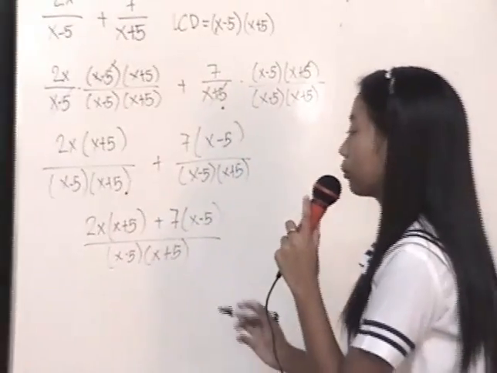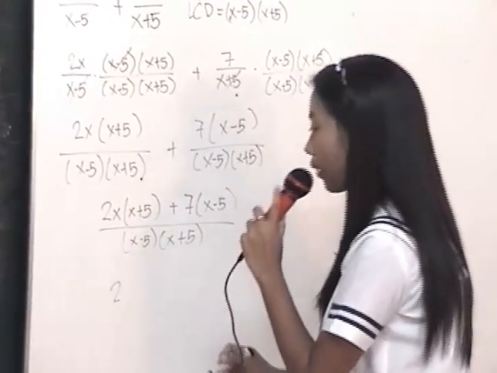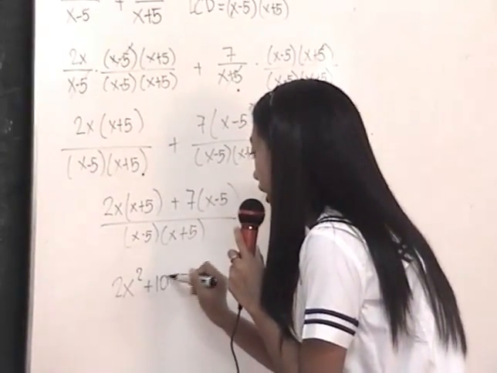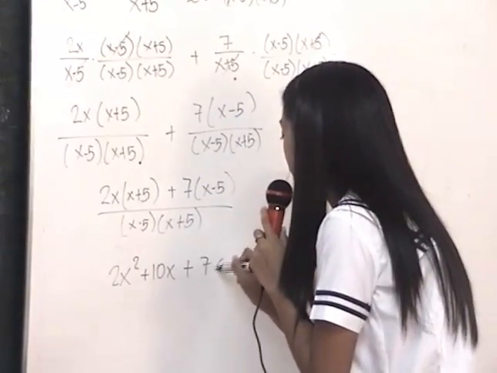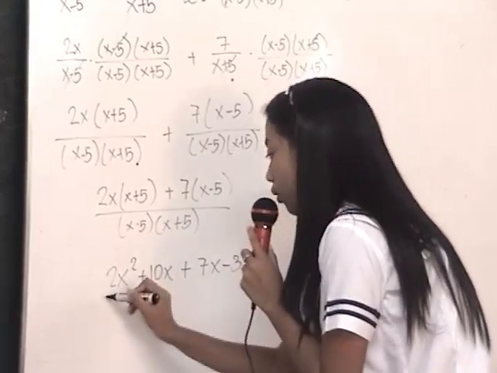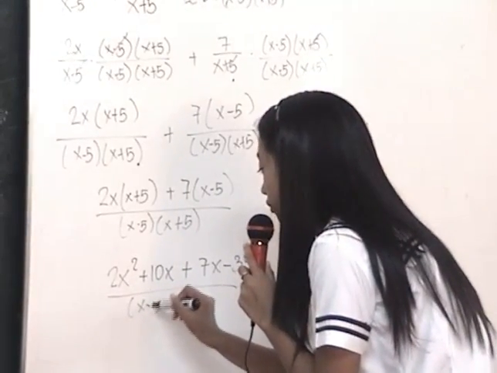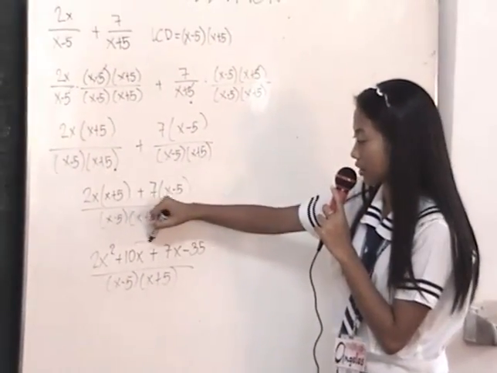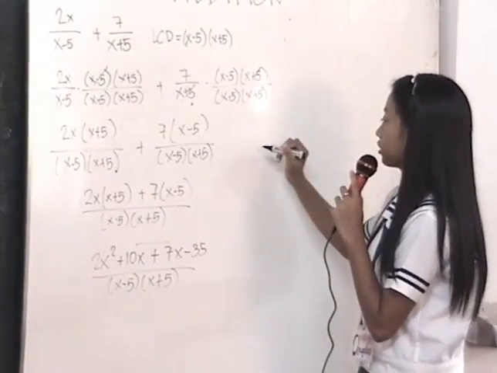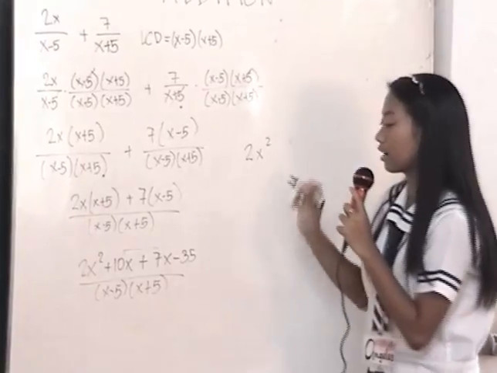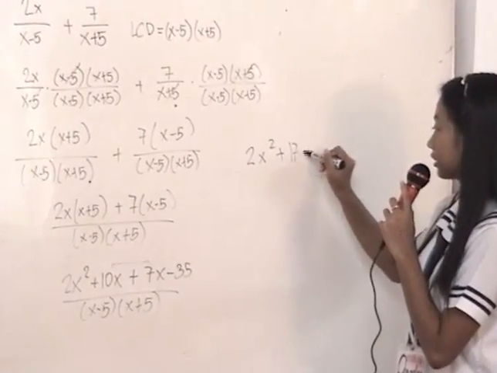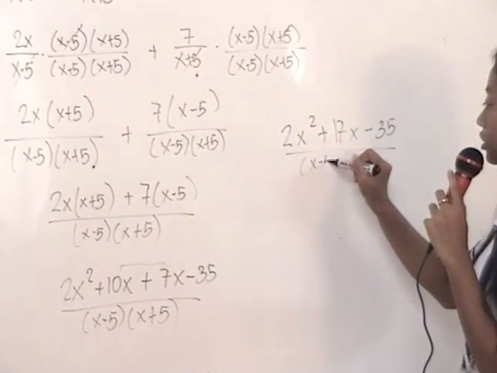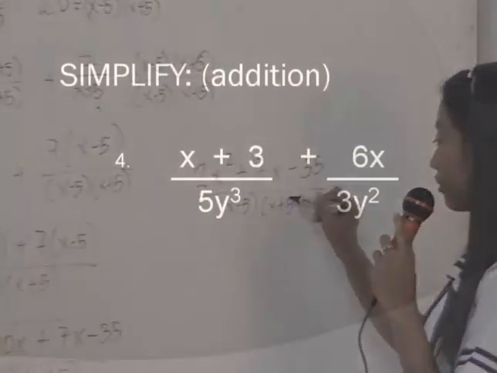We need to multiply the numerator. 2x times the quantity x plus 5 is equal to 2x squared plus 10x plus 7x minus 35 over x minus 5 and x plus 5. You notice that we have same terms, so we just simplify it. So we have 2x squared plus 17x minus 35 over x minus 5 and x plus 5.